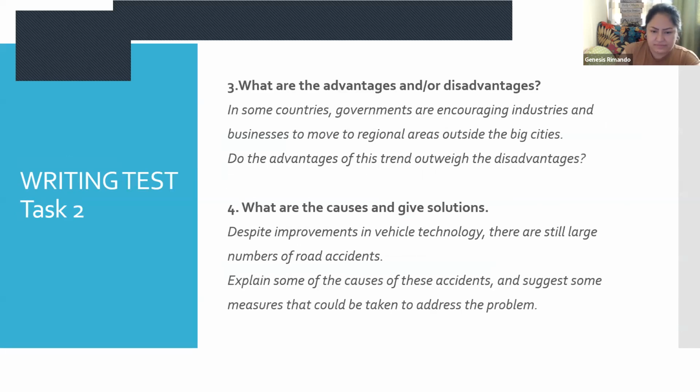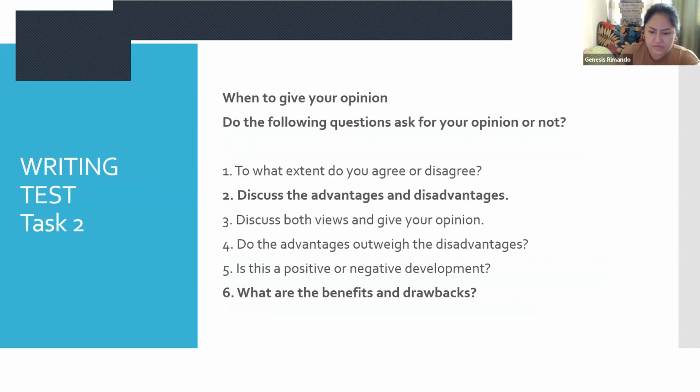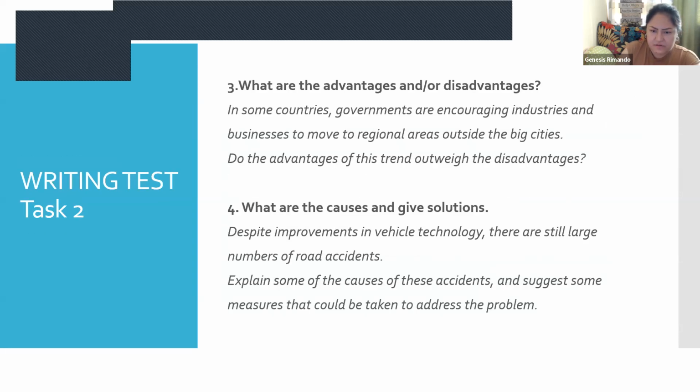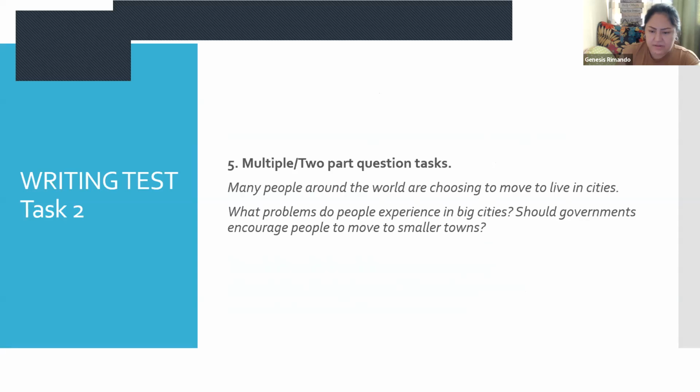Is that the one? I don't have number 6. Is the positive or negative? They did not give me an example here.